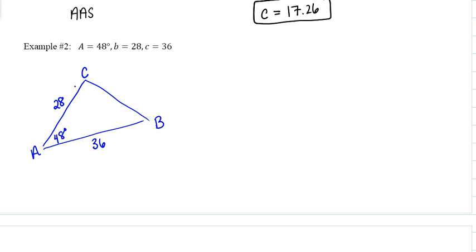So here, I'll show you an example. If I try to use law of sines, I can try to do it. I don't have A, so I could go A over sine A, which is 48.